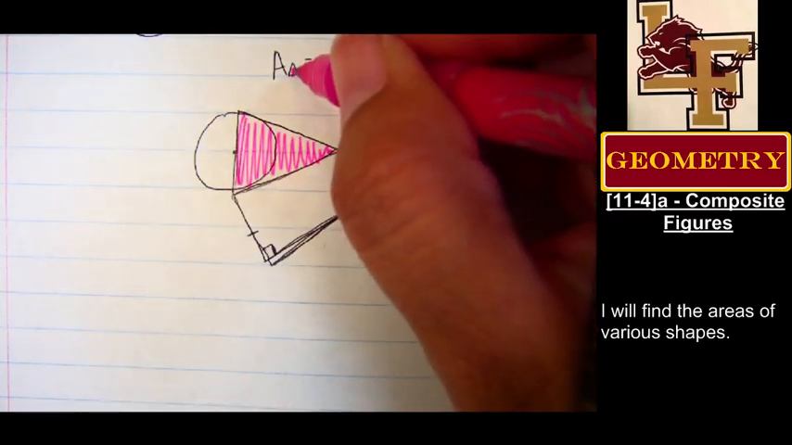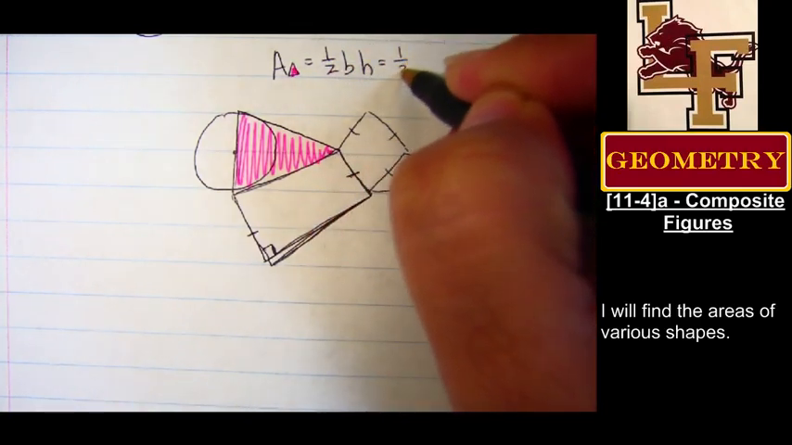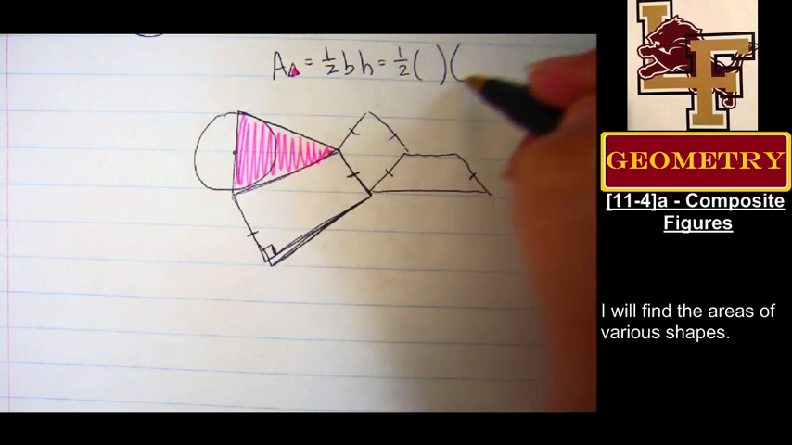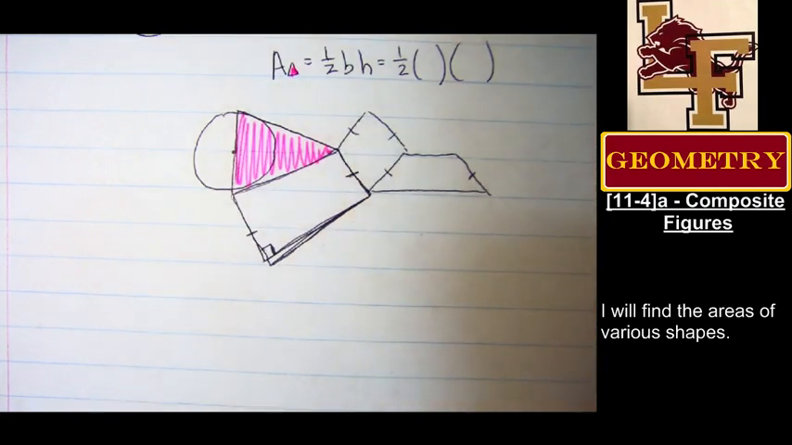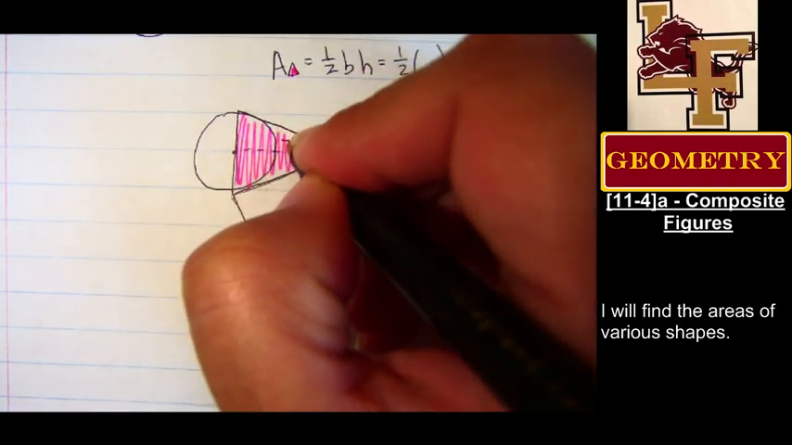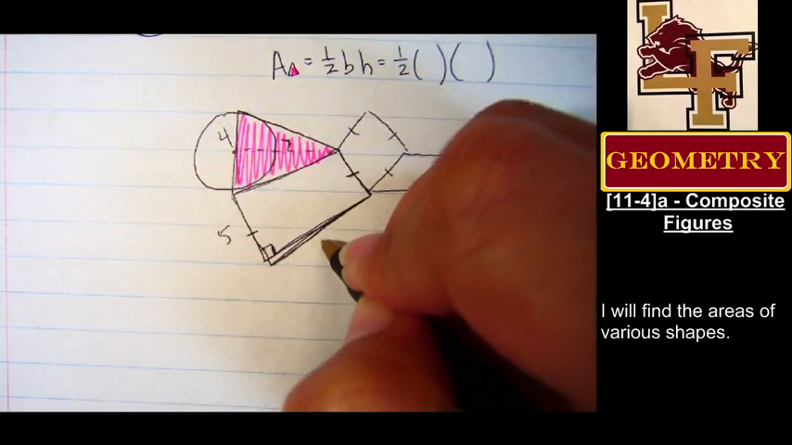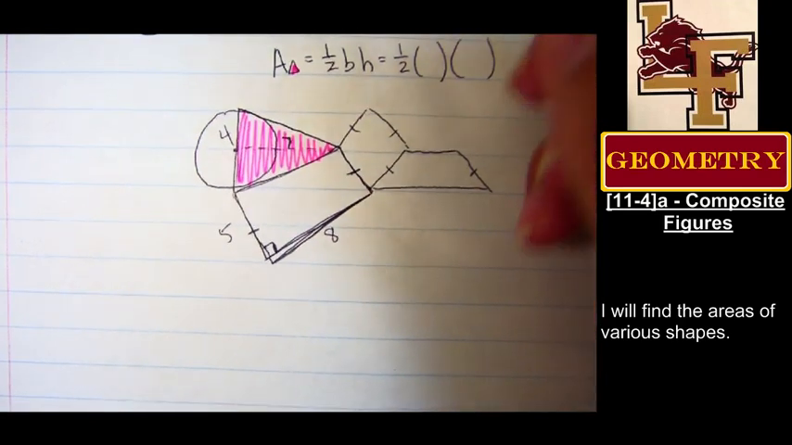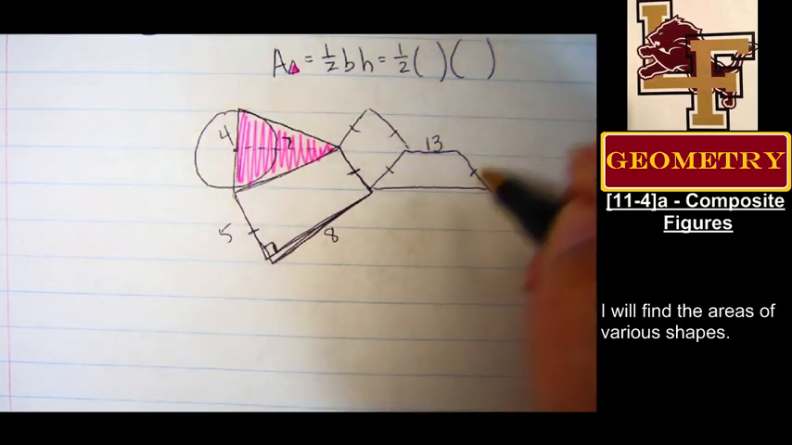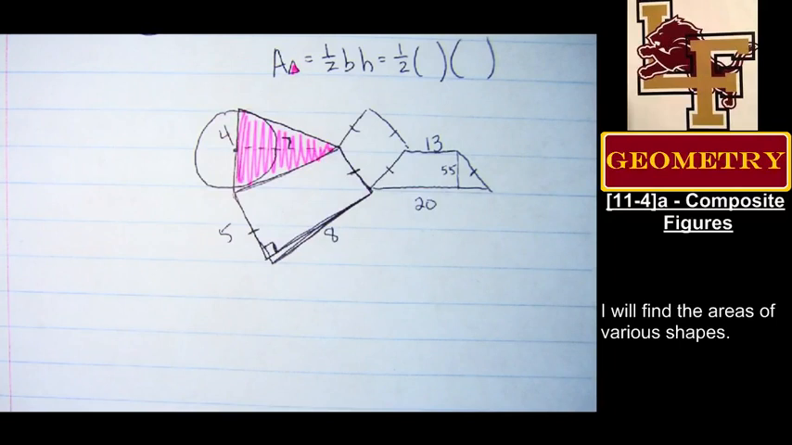Half times base times height. 1/2 times the base times the height. Good. Oh, we need some numbers, don't we? All right. Start giving me some numbers. 7. 4. You said 5? More numbers? I heard 8. More numbers? 13. 20. And what was it? 55. Totally not drawn to scale.